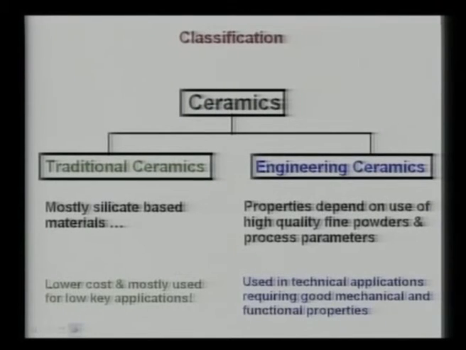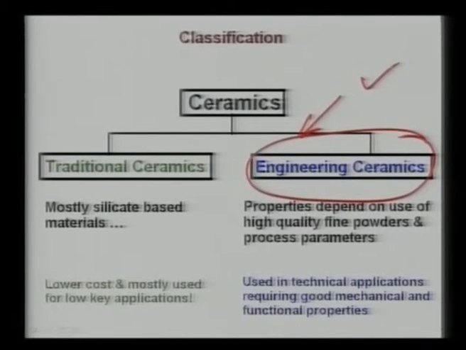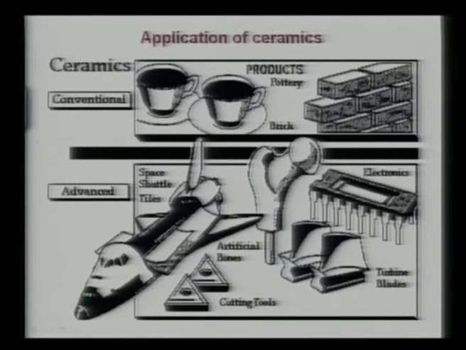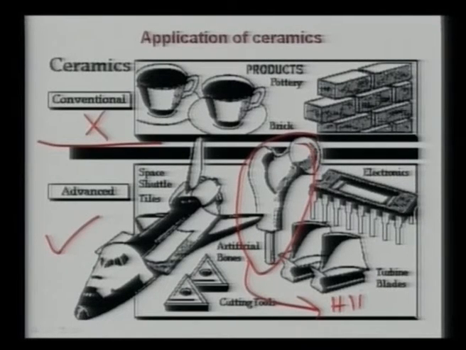Now ceramics can be broadly classified into traditional ceramics and engineering ceramics, but as far as biomedical applications are concerned, we will be mostly dealing with engineering ceramics like alumina and zirconia, where properties also depend on high quality fine powders and process parameters. As I said, we are mostly dealing with advanced applications, and one of them is artificial bones. These are shown here for hip joint applications, and as I explained, a combination of materials is used for hip joints.